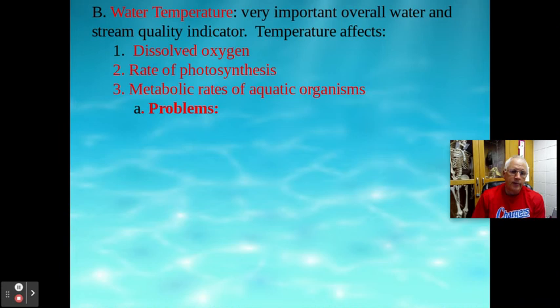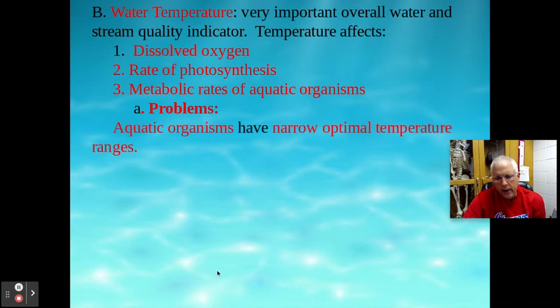Okay. Obviously, when the water's temperature is colder, the rate of photosynthesis slows down, dissolved oxygen actually goes up. A little chemistry, we'll talk about that. And obviously, the aquatic organisms are going to slow down in the winter, whereas in the summer, everything speeds up. Okay.